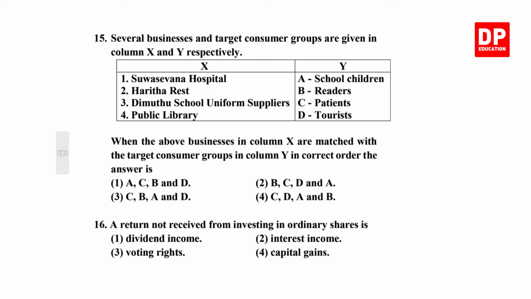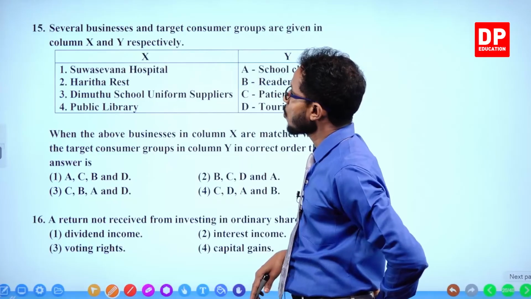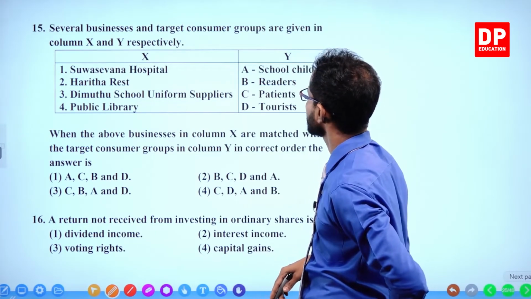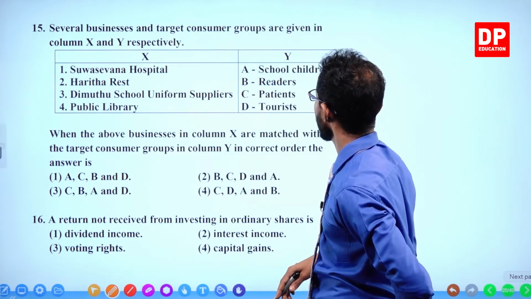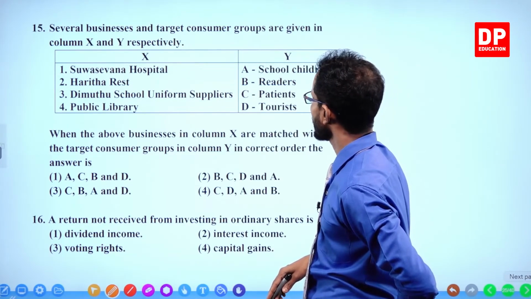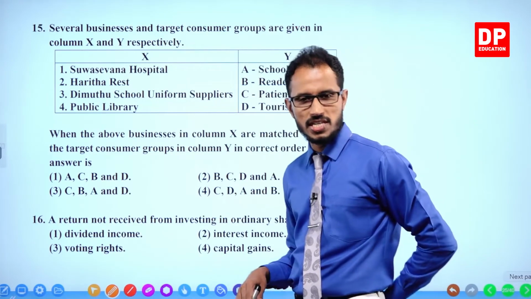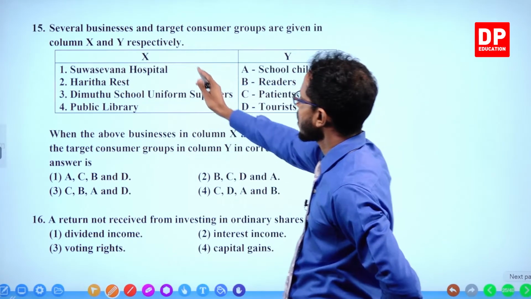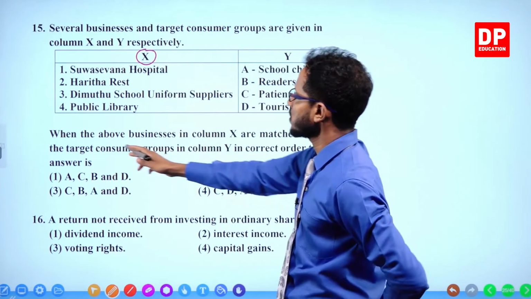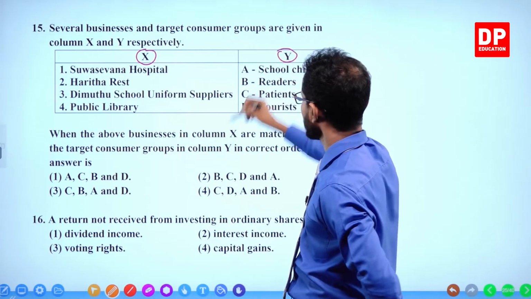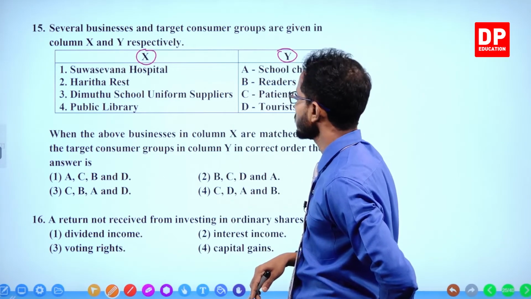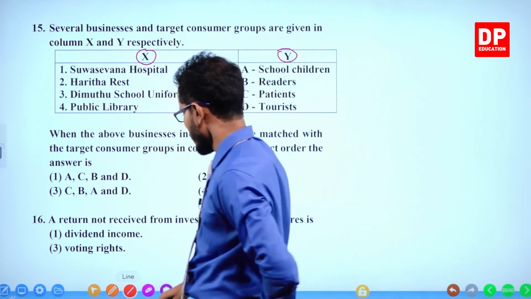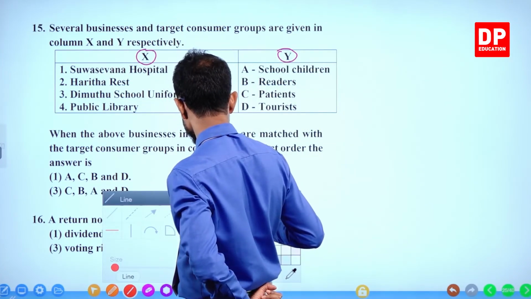Next. Several businesses and target consumer groups are given in columns X and Y. Savannah Hospital, Haritha Rest, Dimuthu School Uniform Suppliers, Public Library. When the above businesses in X are matched with the target consumer groups in Y, what is the correct order? Let's match them right now.